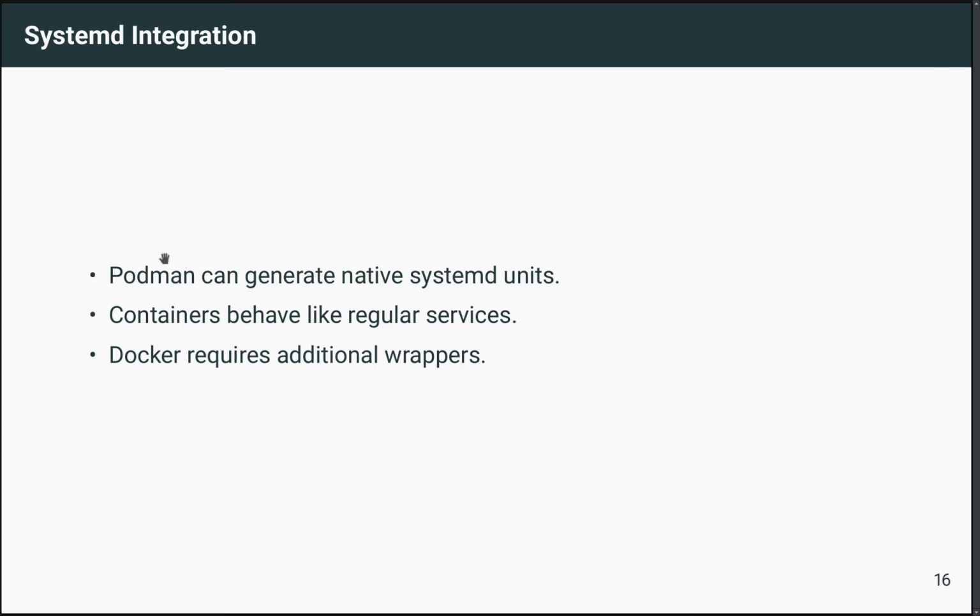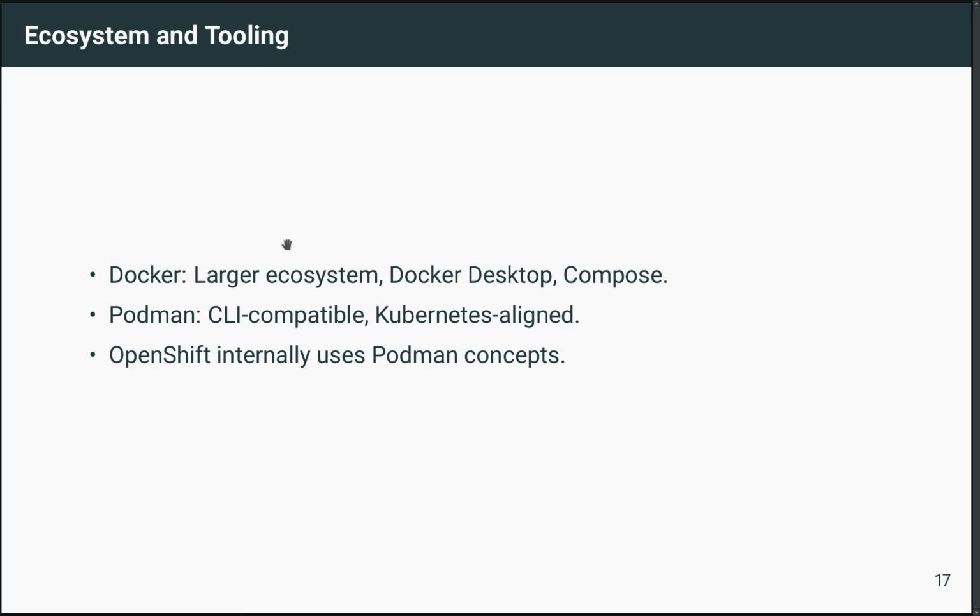Now, if we look at systemd integration of Podman. Podman can generate native systemd units. Containers behave like regular services. Docker requires additional wrappers. When we talk about the ecosystem, then definitely Docker will have a larger ecosystem because it is older of the two. There is Docker Desktop and there is Docker Compose. Podman is CLI compatible with Docker and it is Kubernetes aligned. There is also Podman Compose. So I forgot to write that. Podman Compose is there. OpenShift internally uses Podman concepts.